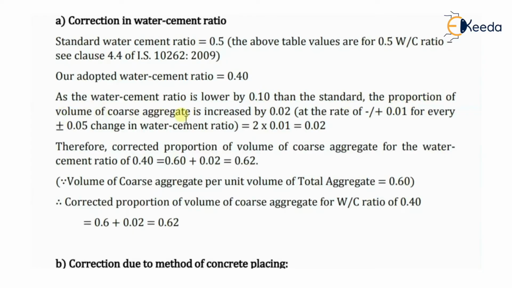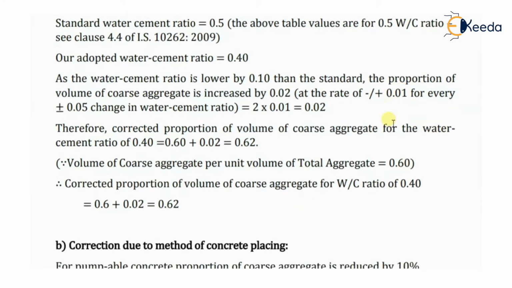So the proportion of volume of coarse aggregate is increased by 0.02. How am I getting this 0.02? The statement says at the rate of plus or minus 0.01 for every 0.05 change in water cement ratio. For every 0.05 we have to add or subtract 0.01. As our water cement ratio is lower by 0.10, what we will do? We will add 0.02.